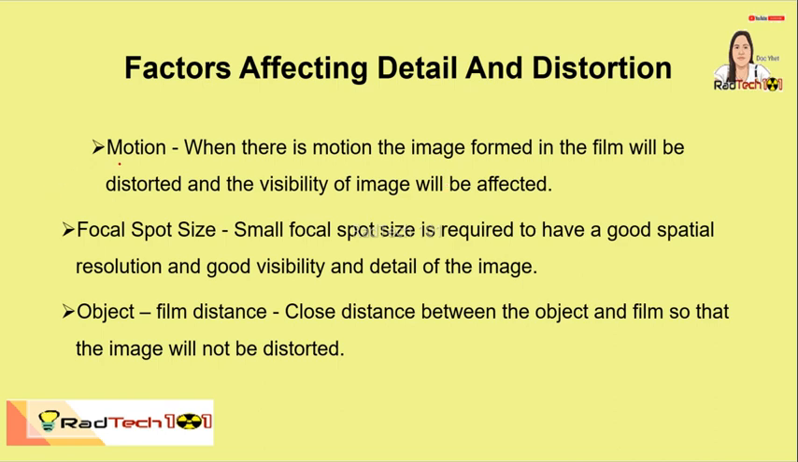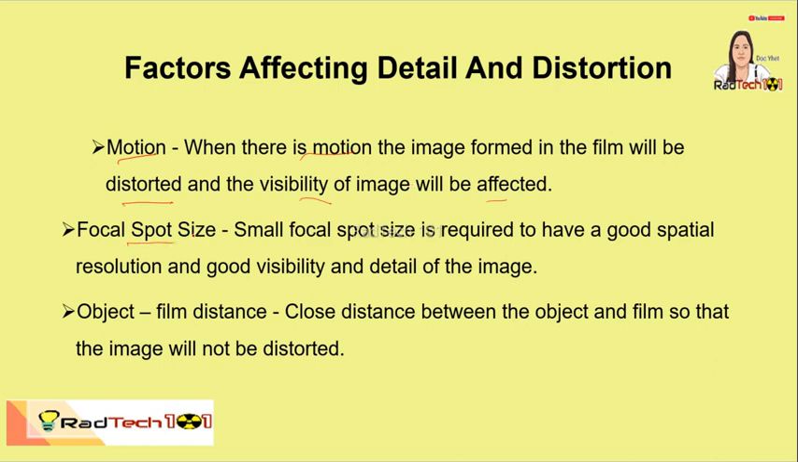So again, motion. When there is motion, the image formed in the film will be distorted. So pwede siyang elongated, foreshortened, magnified, or minified. And also, the visibility of the image will be affected kasi nga may blurring na siya. So, pareho rin kapag nagpipicture tayo using our cell phones, our cameras, kapag gumalaw yung ating pinipicturan, di ba, minsan humahaba yung kamay, humahaba yung leeg, and then minsan blurred na rin siya.